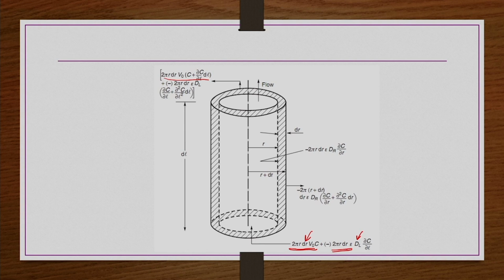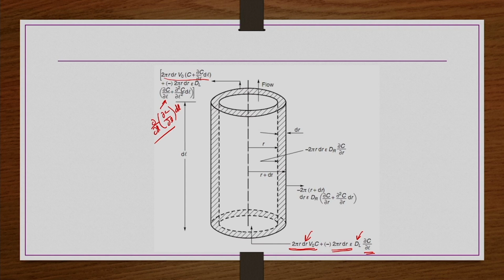And then similarly, the material leaving because of the diffusion is 2 pi r dr epsilon dl, and dou C by dou L is as it is. The change in dou C by dou L we have to write, and that change is nothing but dou by dou L of dou C by dou L multiplied by dl. So, that is dou square C by dou L square dl, that is the addition. The change at the outlet because of the diffusion is dou square C by dou L square. So, that we have written here, right.